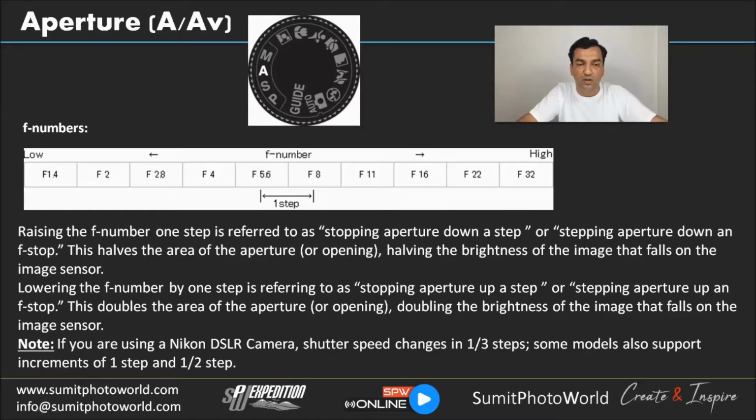So as we discussed in shutter priority mode, it's quite similar to that, but here we are talking about F numbers. We'll call these F stops. Stopping down halves the area of the aperture opening, halving the brightness of the image that falls on the image sensor. Lowering the F number by one step is referred to as stepping the aperture up a step, or opening up an f-stop. This doubles the area of light capturing.